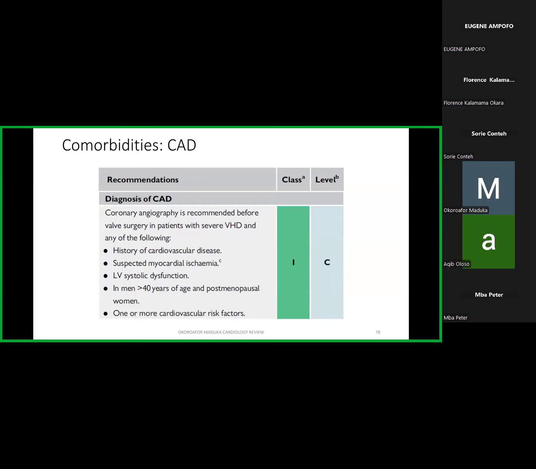comorbidities, coronary artery disease, coronary angiography is recommended before valve surgery in patients with severe valvular heart disease and any of the following. So if the patient has history of cardiovascular disease, suspected myocardial ischemia, left ventricular systolic dysfunction, in men greater than 40 years of age and postmenopausal women. Okay, so valve replacement is class 1.